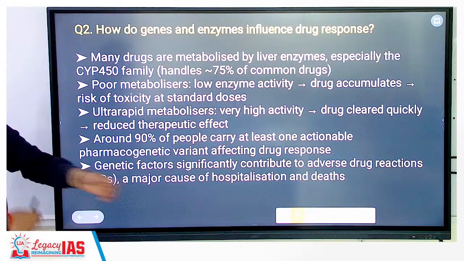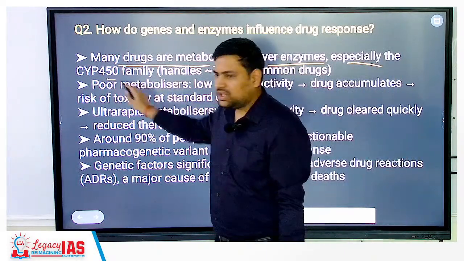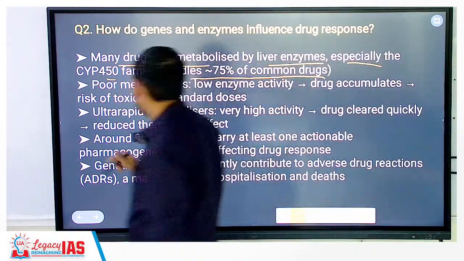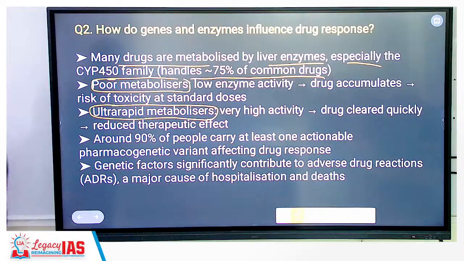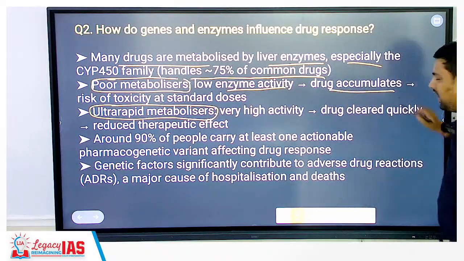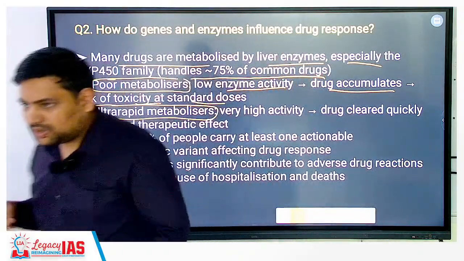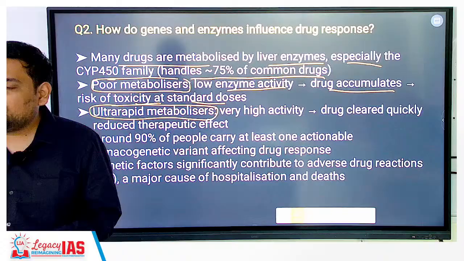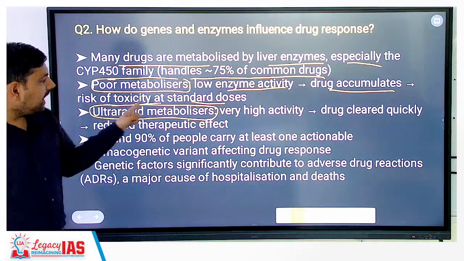So right now, there are many drugs that are metabolized by liver enzymes. Especially there is a particular enzyme, I don't remember the name, but it handles almost 75% of common drugs. Now there are two kinds of metabolizers. There are poor metabolizers. They have low enzyme activity and the drug will accumulate, with a risk of toxicity at standard doses. Their body does not absorb the drugs very quickly and it remains in their body, so the effect of drugs is much longer. If you give the same dosage that is given to other people, they can have toxicity.